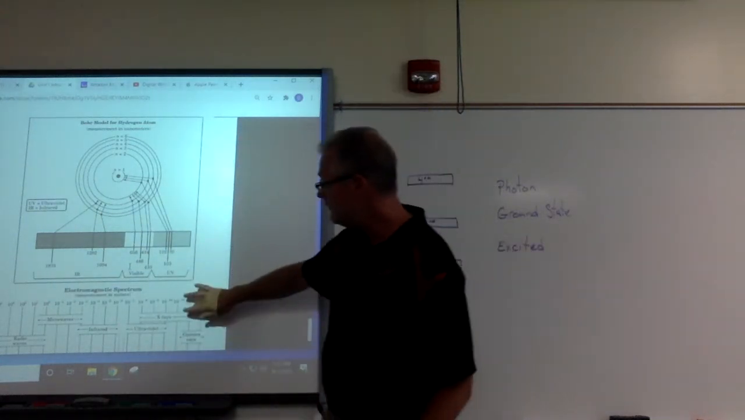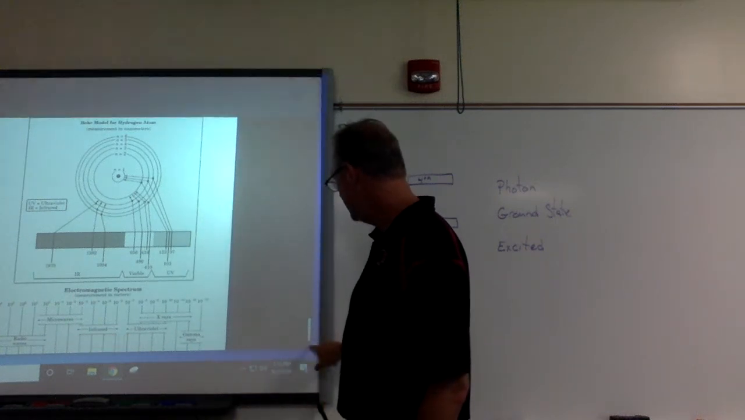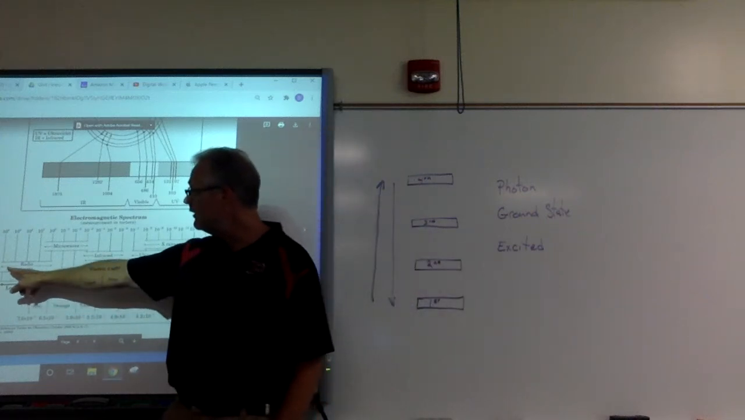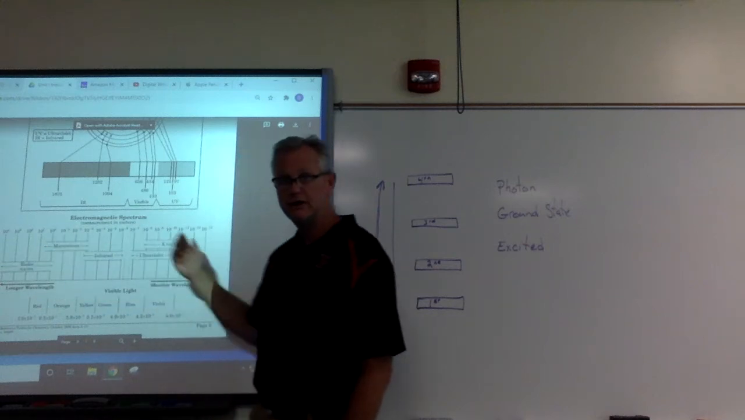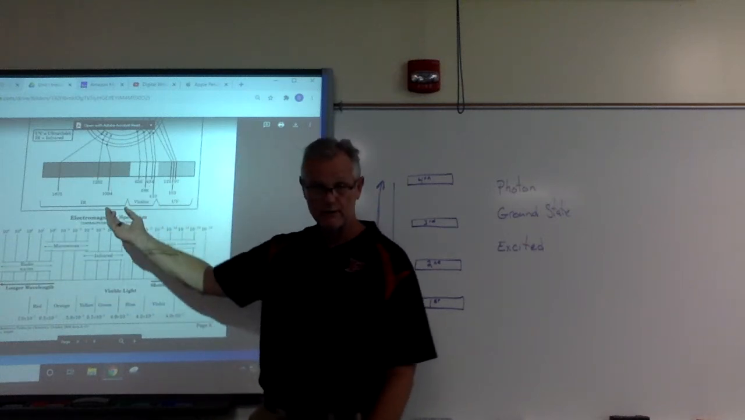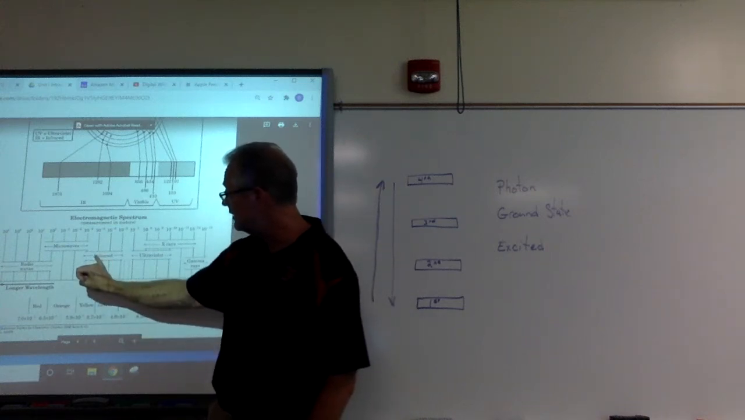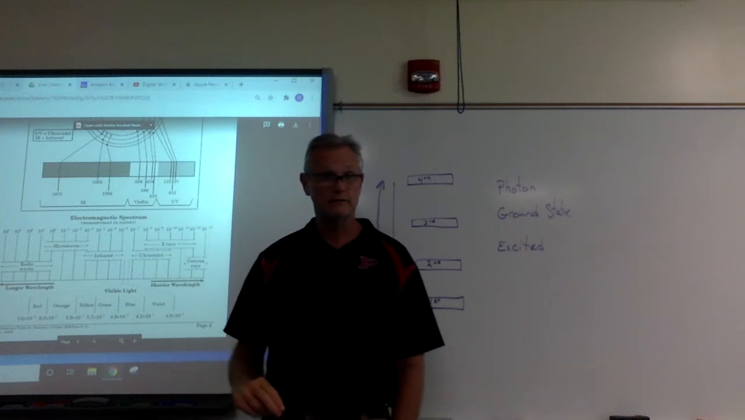So before I go any further, just look at your electromagnetic spectrum. And the electromagnetic spectrum says that we go from left to right, from least energy to more energy. And when we're talking about the electrons and the energy they give off, it's all going to be right here. The infrared, the visible, and the ultraviolet.